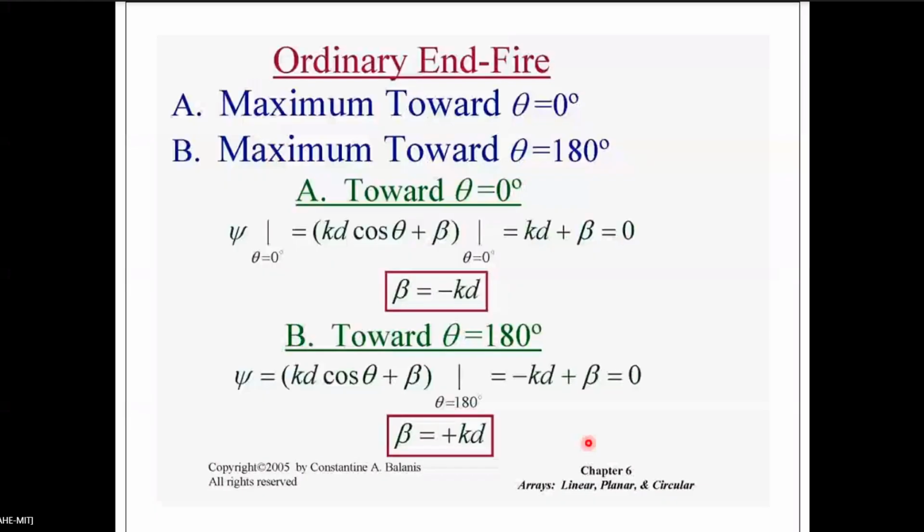So ordinary end fire array: maxima towards theta is equal to 0, and another maxima towards theta is equal to 180 degrees.